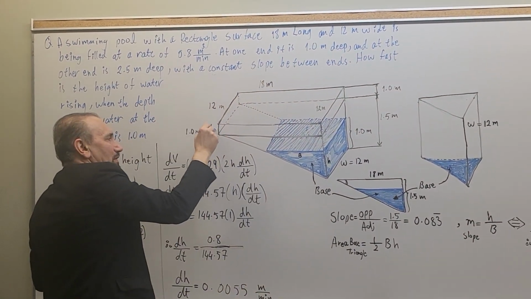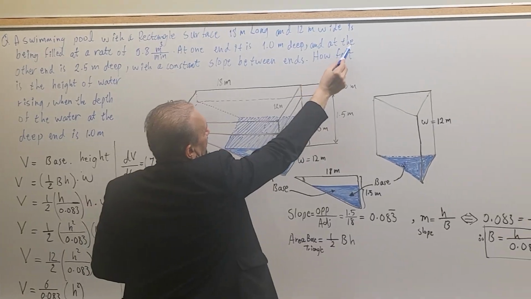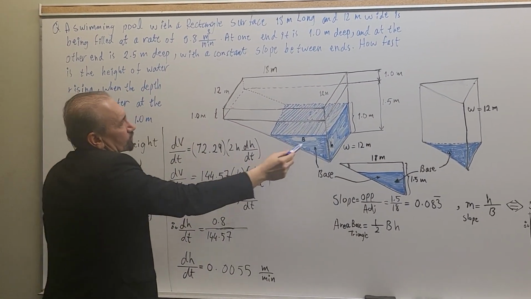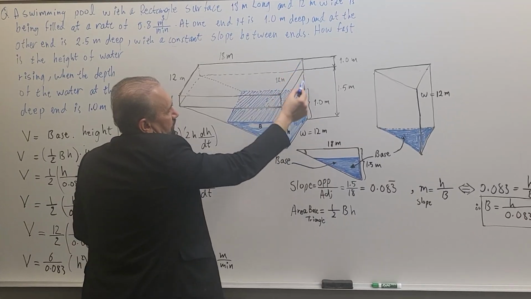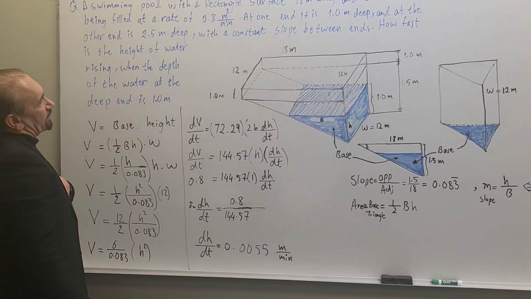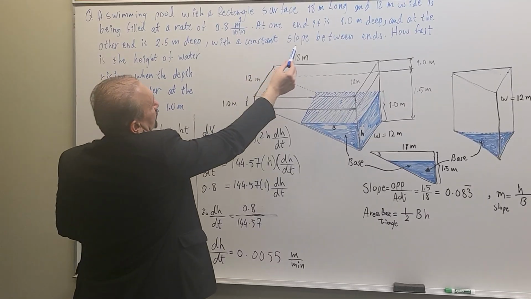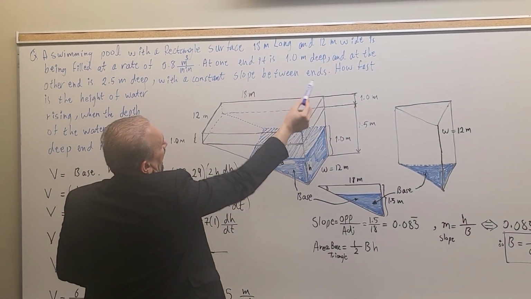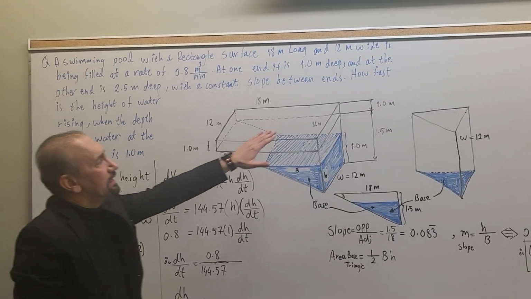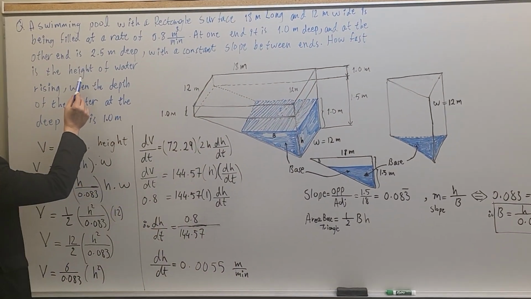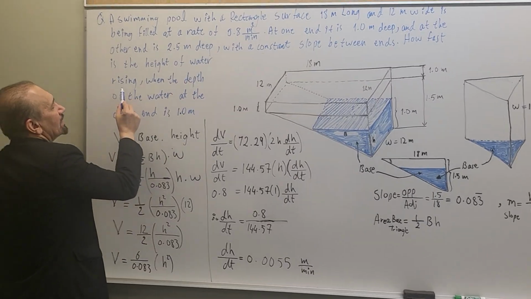So this end is 1 meter deep. At the other end it is 2.5 meters deep. So the total depth of the other side is 2.5 meters altogether, with a constant slope. So this slope here is constant between the ends. The question asks how fast the height of the water is rising.